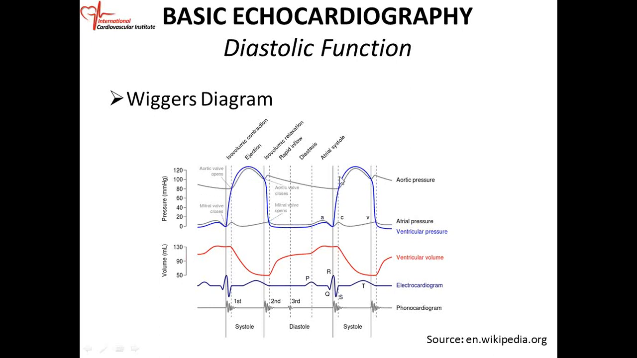So that's what this is. The top one is the aortic pressure. The bottom one is the LV pressure. And this lower one is the atrial pressure. So the atrial pressure is not going to vary tremendously. So you need to know the Wiggers diagram, know the different components, understand what they stand for, know how it works.